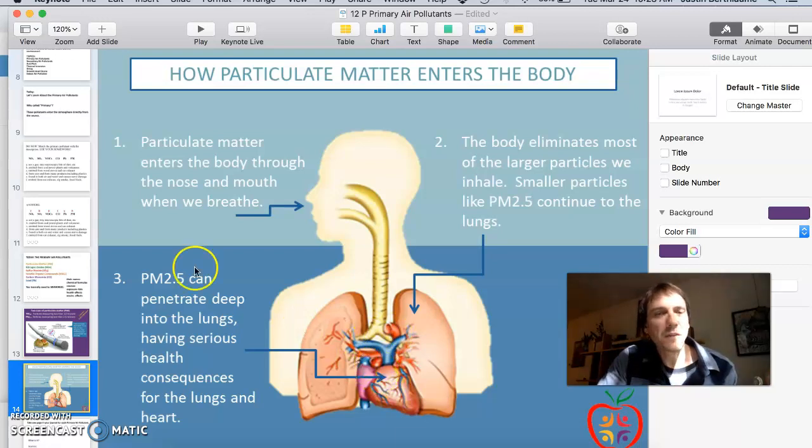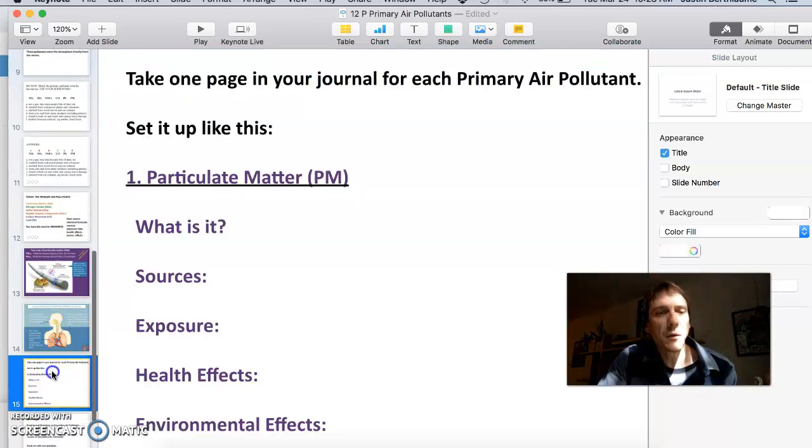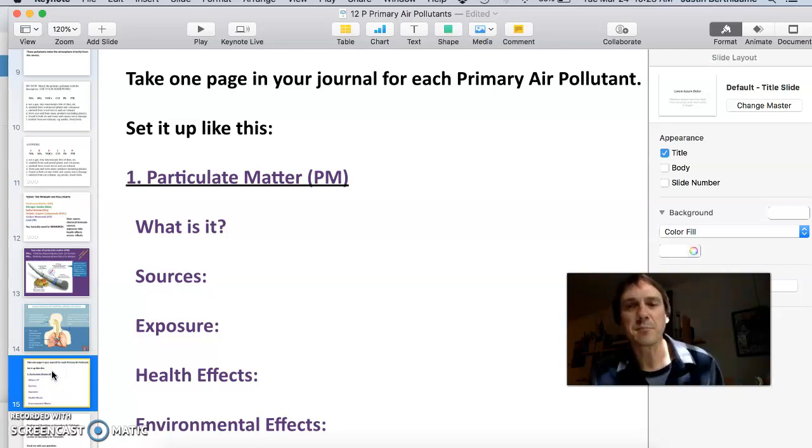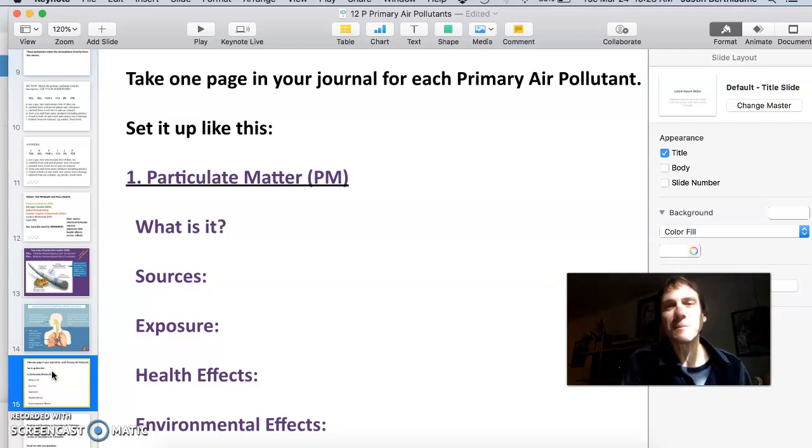So remember that 2.5 is worse for you. So what I want you to do in your journal is take 1 page for each primary air pollutant. That's going to be a total of 6 pages. And you're going to set it up like this.